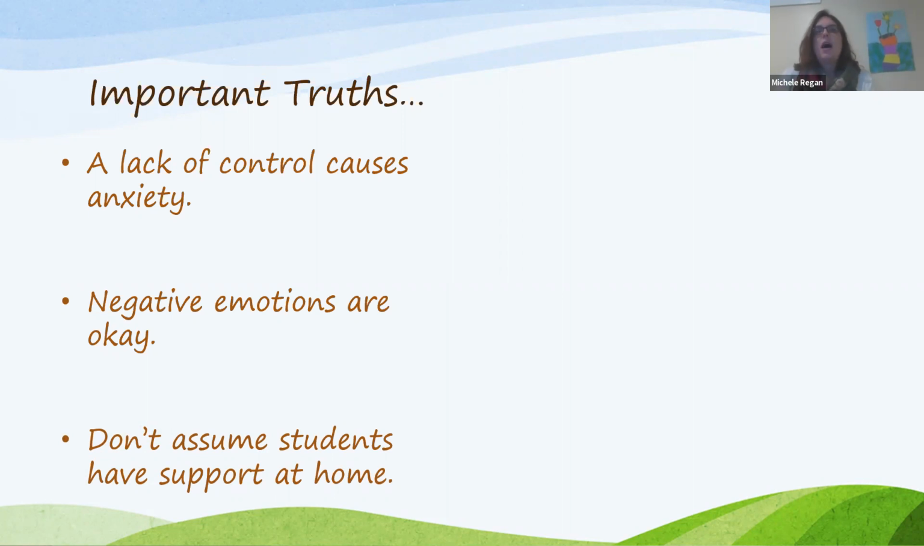In this situation, I think we should assume that nobody is really getting a lot of support, because we're also working from home, and we're also stressed about loved ones' health and money and all of those kinds of things. So we want to make sure that any of the assignments and deadlines that we're giving really take into mind that kids are likely going to be doing these things independently. Okay?